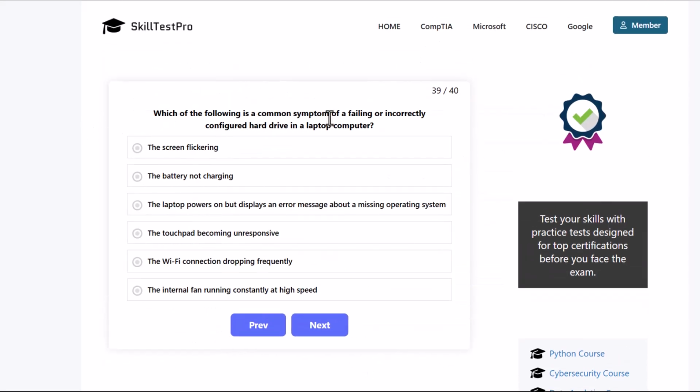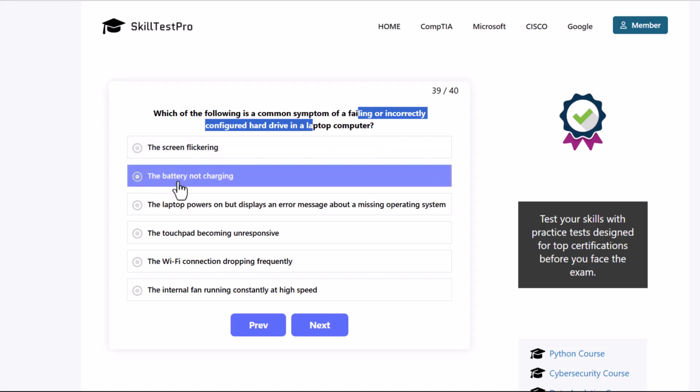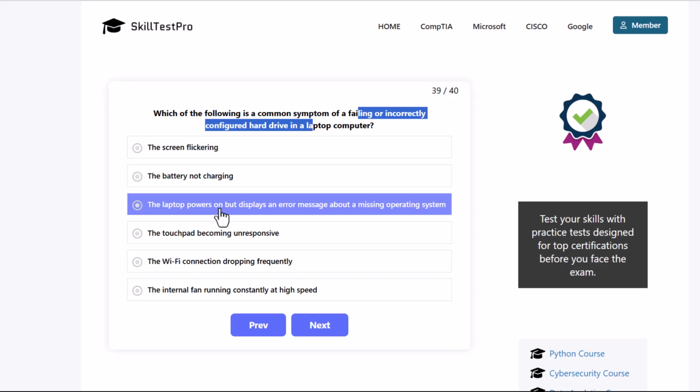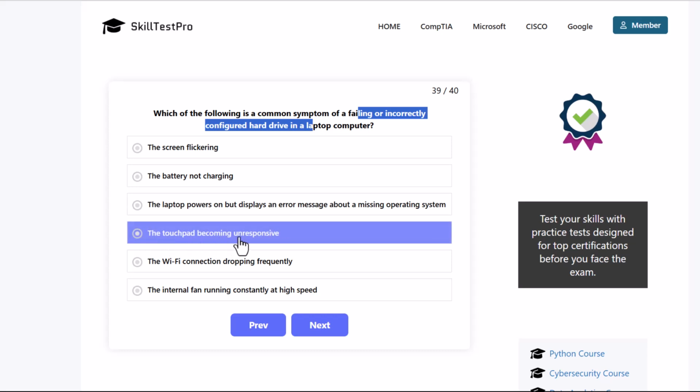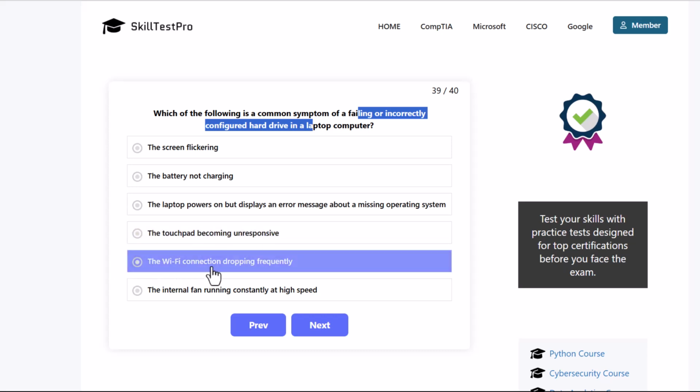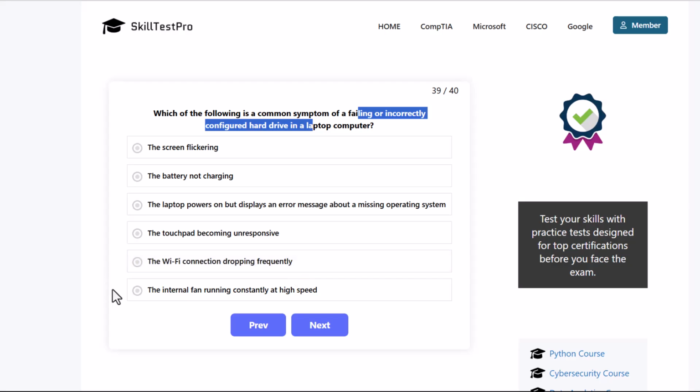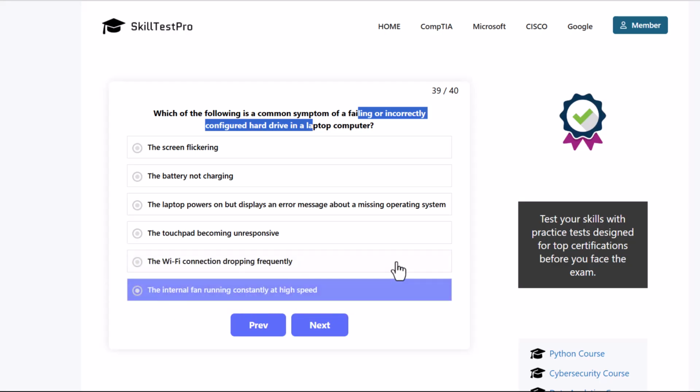Which of the following is a common symptom of a failing or incorrectly configured hard drive in a laptop computer? So, which one is the common symptom of a failing or incorrectly configured hard drive in a computer or laptop? The screen flickering, battery not charging, the laptop powers on but displays an error message about missing operating system, the touchpad becoming unresponsive, the Wi-Fi connection dropping frequently, or the internal fan running constantly at a high speed.